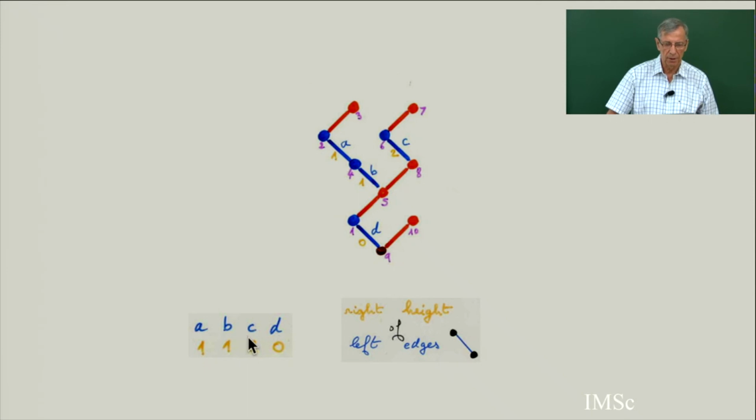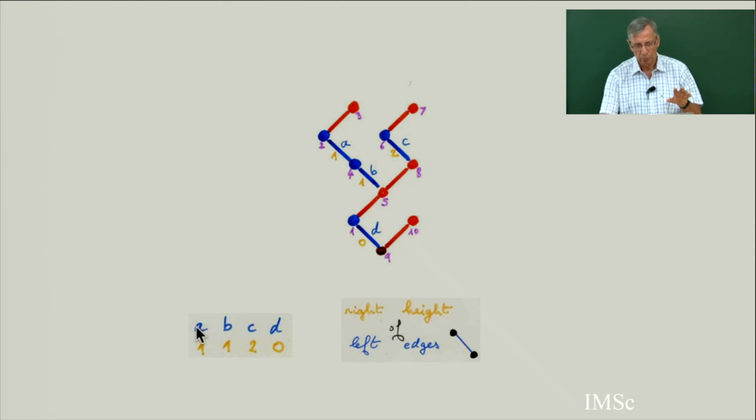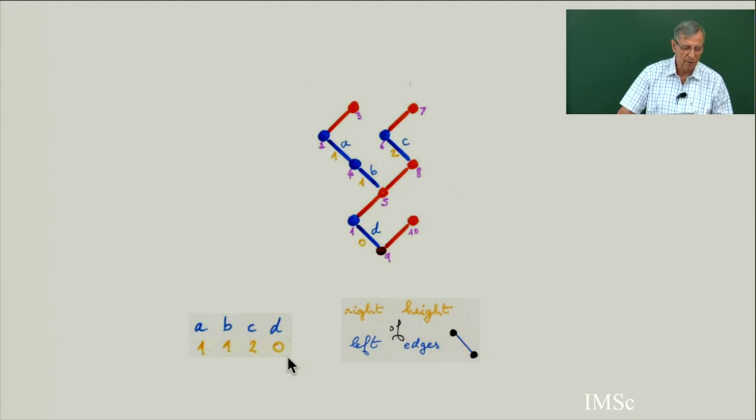For this edge C, the right height is 2. Just look, this edge is C. Starting from the root, you go left, right, right. So the right height is 2, and for C I have a yellow number 2. So this gives me a vector of numbers 1, 1, 2, 0. For each blue edge, I have this yellow number. And this is going to give me the second path.